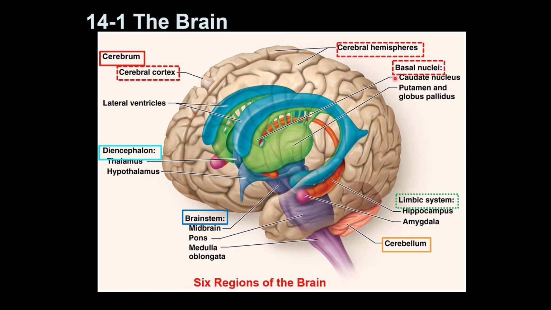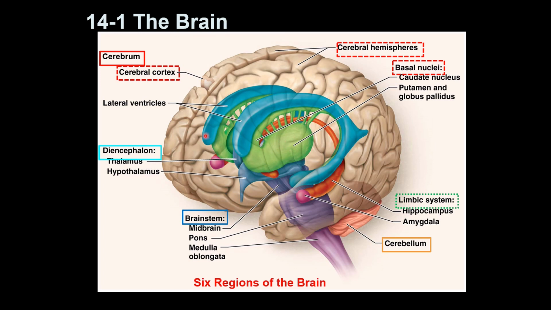Also, the deeper part contains basal nuclei. Basal nuclei are also part of the cerebrum. Not all of them, there are some other basal nuclei that are not shown there. So this is the caudate nucleus, and it goes like this. And this is the putamen. And globus pallidus, you cannot see it in this view because it's deeper than putamen. And they are all part of the cerebrum.